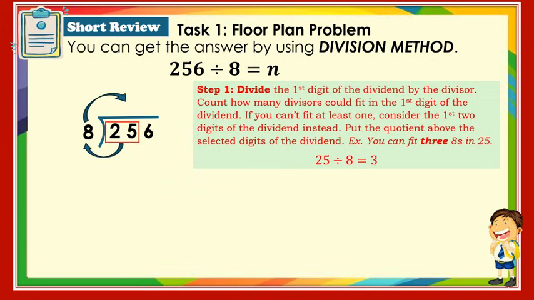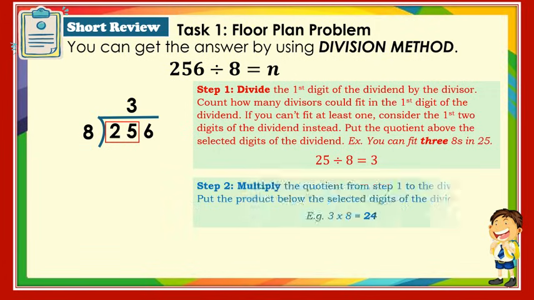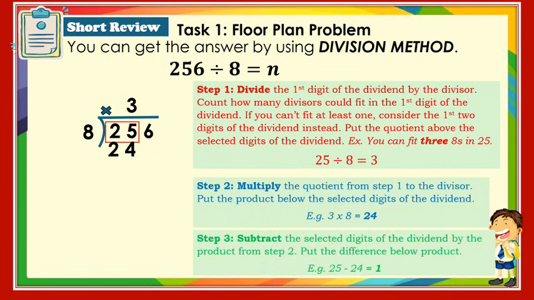Then multiply. That's the next step. After dividing, we multiply the quotient from step 1 by the divisor. Put the product below the selected digits of the dividend. So let's multiply 8 times 3. We have 24 and put it below. And then subtract. The next step is subtraction. Subtract the product from step 2 from the selected digits of the dividend, then put the difference below the product. Example, 25 minus 24 is 1. The answer is 1.